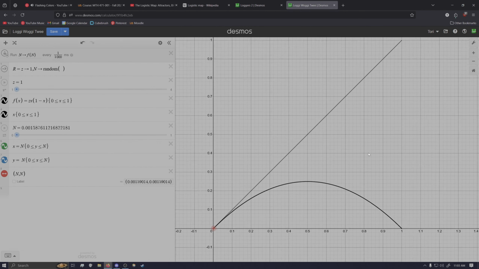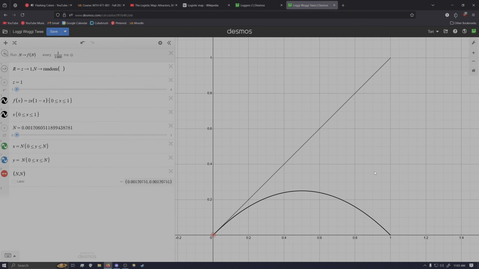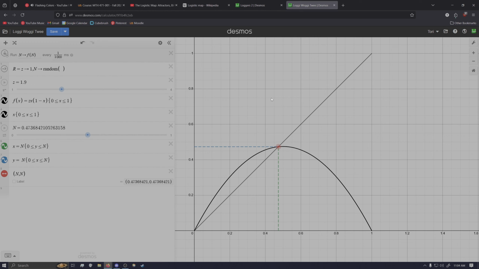Hi, my name is Tori. For my senior thesis, I'm investigating the logistic map. Specifically, I'm investigating chaos theory because I think chaos theory is really cool. I love the butterfly effect. I love the double pendulum experiment. I think it's all really cool.